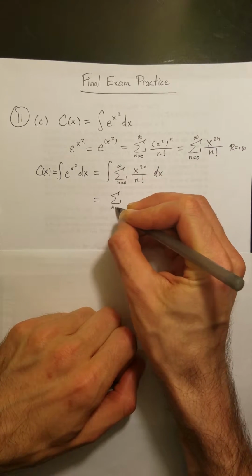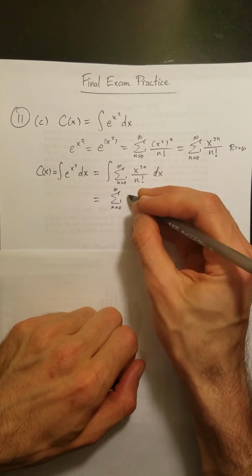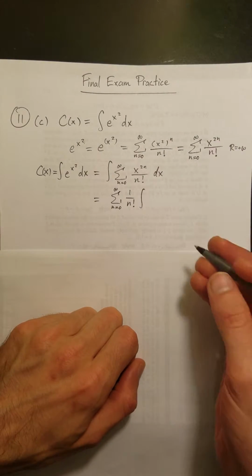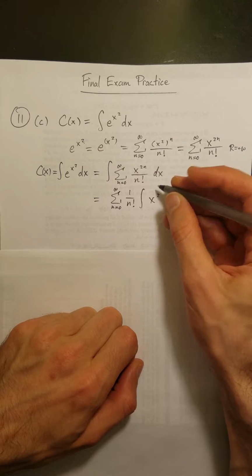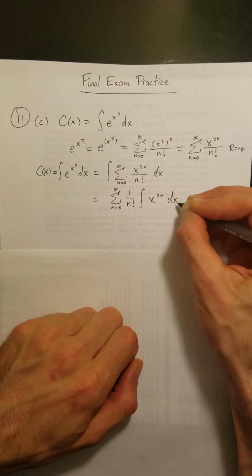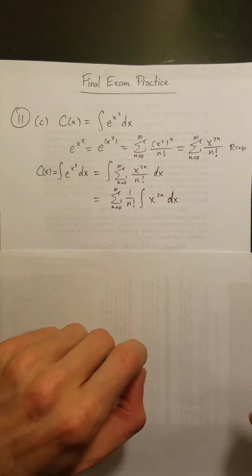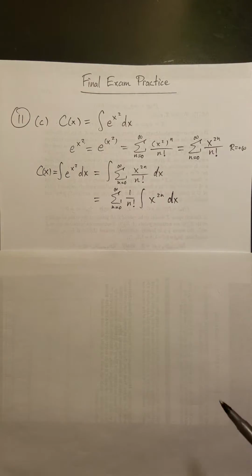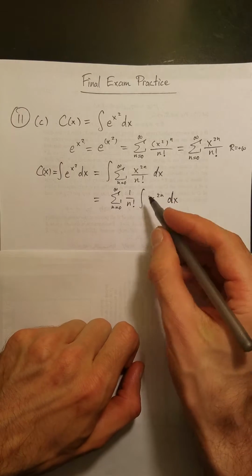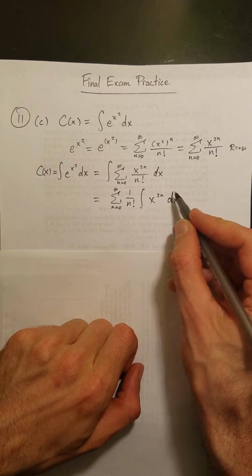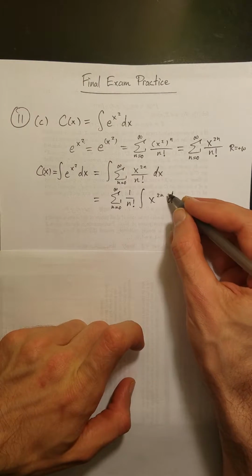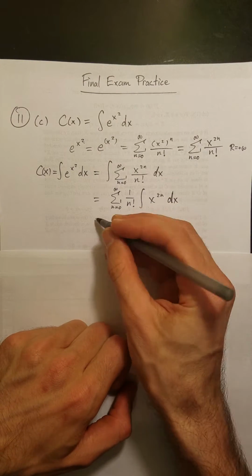So we get sum, n equals 0 to infinity. We get a 1 over n factorial that comes out because this is just a constant. And we want to integrate x to the power 2n with respect to x. Alright, so we just need to find the antiderivative of x to the power 2n. But of course we just use the power rule here. So we're going to add 1 to the power and then divide by that power.